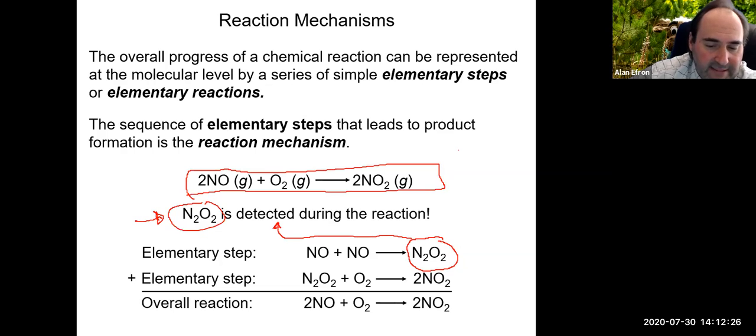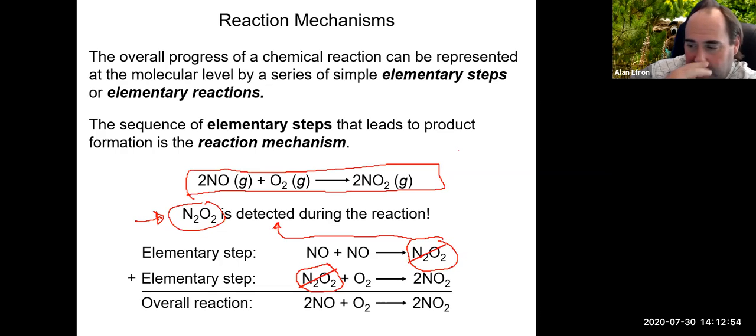But in the next step that occurs, that N2O2 that is being made then gets used up in the reaction. And that's why we don't see it in the overall reaction when it's all said and done. So if we add these together, just like everything else that we added together in terms of reactions, anything that's on opposite sides of the arrow can cancel or get reduced. So in this case, the N2O2 would cancel out.